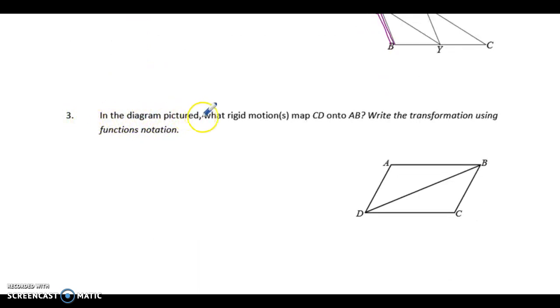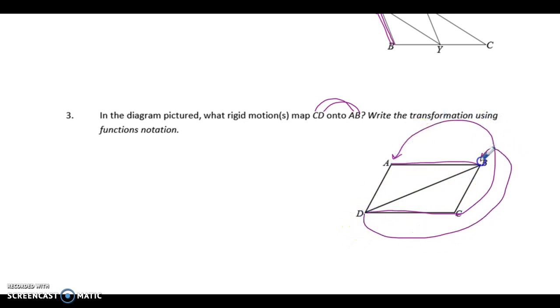Number 3, in the diagram pictured, what rigid motion or motions map CD onto AB? Again, C needs to map to A and D needs to map to B. They need to be in that order. So the only way I could do that is through rotation. Really that rotation would be around the midpoint of that segment, let's call it E, and that would be 180 degrees, if I go C to A and D to B. So rotation around point E, 180 degrees.